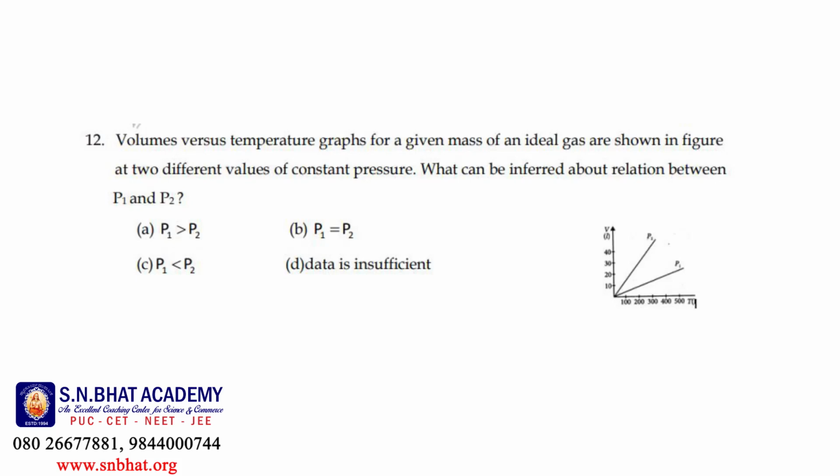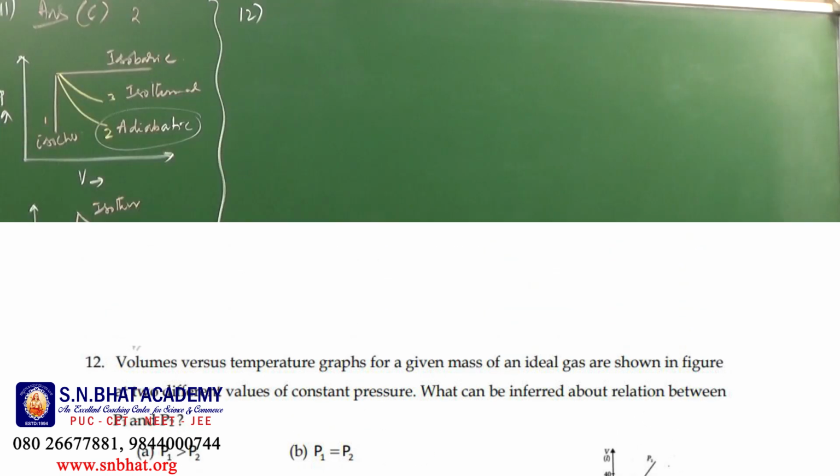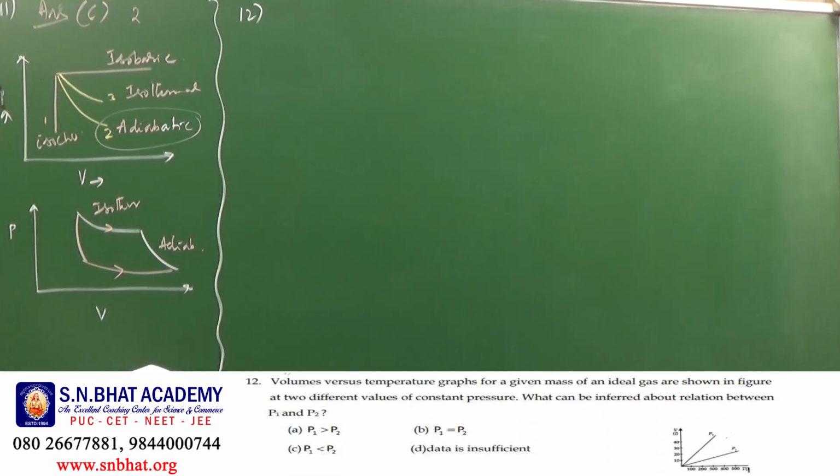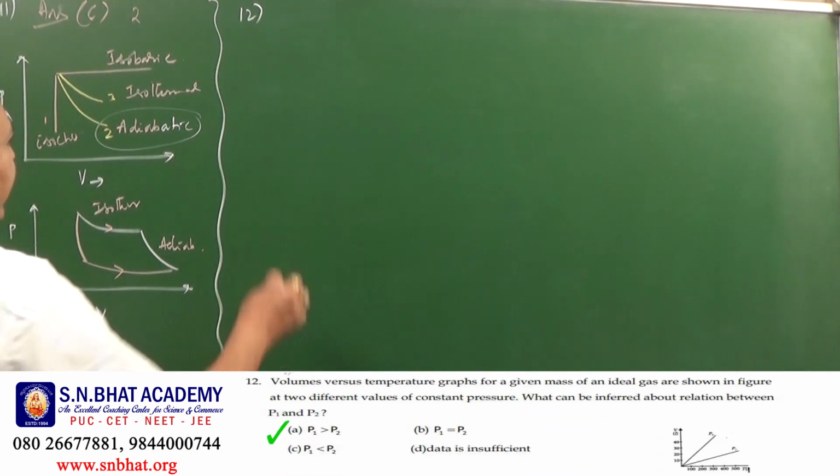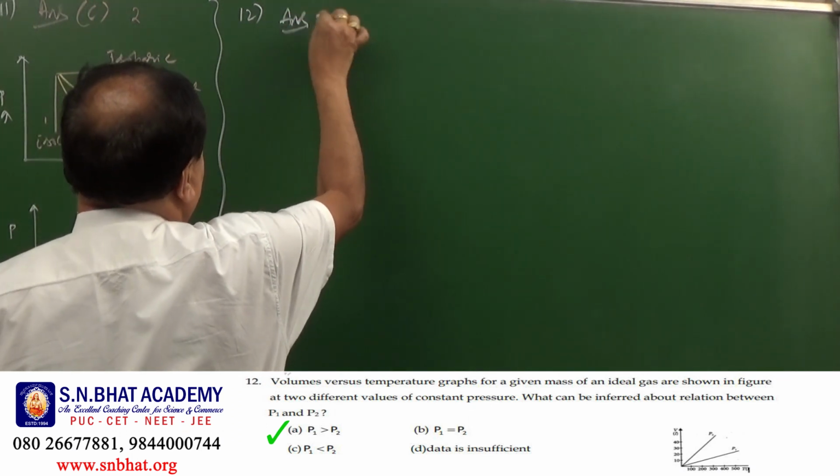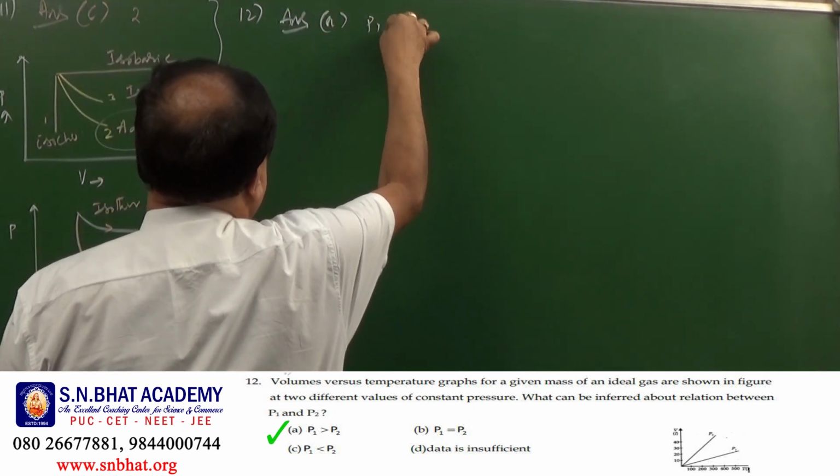Question number 12. What does it say? Volume versus temperature graph for a given mass of an ideal gas are as shown in the figure at two different values of constant pressure. That means at two constant pressures they have plotted. One is a pressure P1, that is constant. The other is pressure P2, that is constant. Charles law applies. What can be inferred from the above relation? You mark for P1 greater than P2, that is, the answer for this question is A. That is, your P1 is greater than P2.